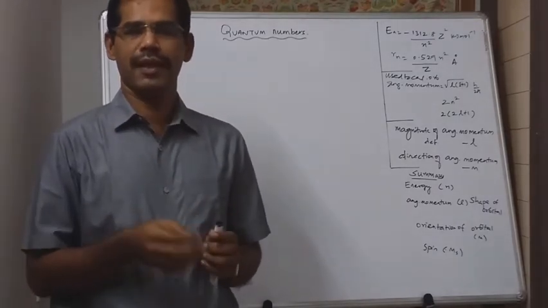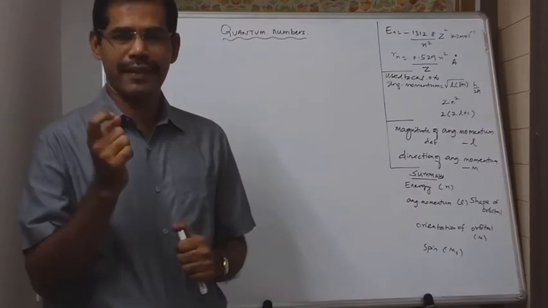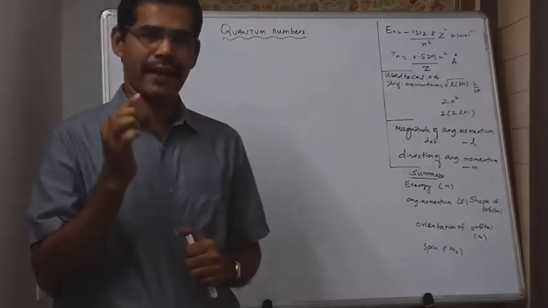Let me repeat once again. Quantum numbers are the details which are necessary to locate an electron in an atom.